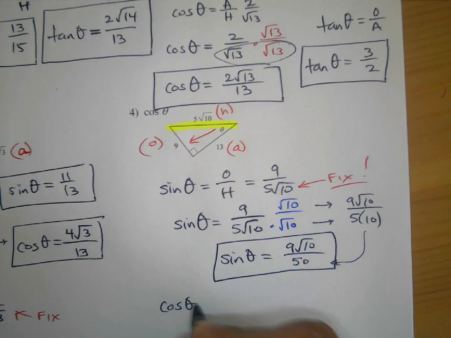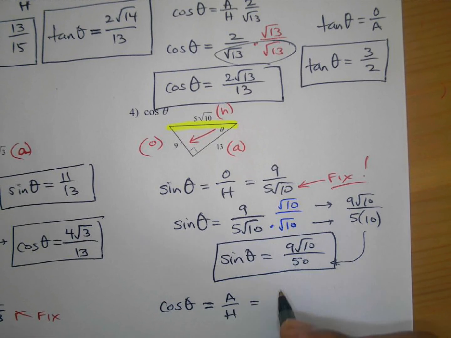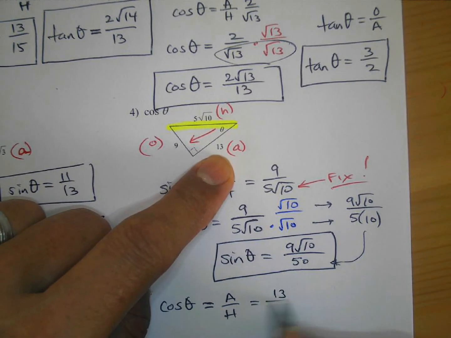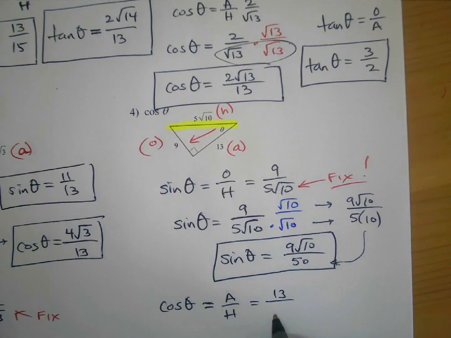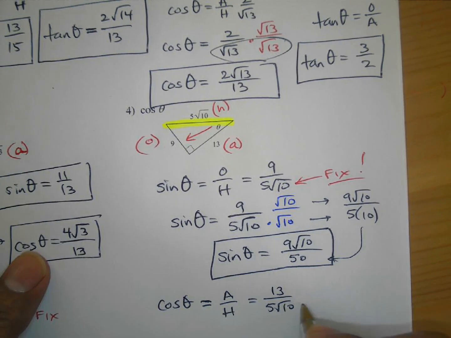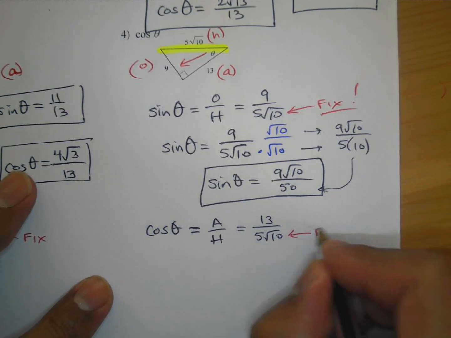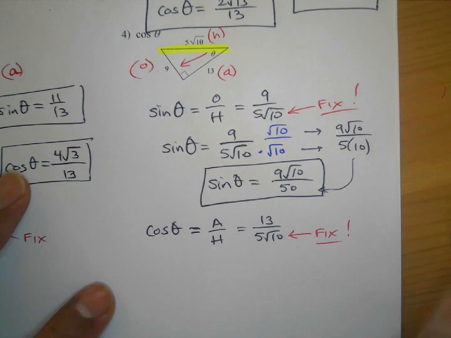Cosine, I believe the same thing, very similar will happen. Cosine is CAH, which is going to be adjacent over hypotenuse. In this case, it's 13 over 5 root 10. Well, again, 13 and the 5 can't reduce. Got to fix this. Cannot have a radical in the denominator.